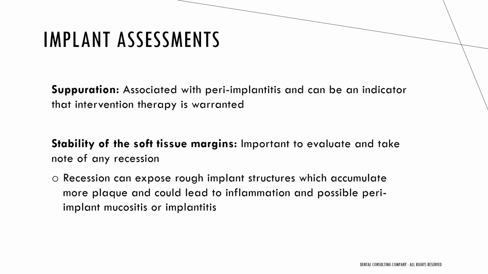Some additional implant assessments that need to be done during hygiene visit are to look for separation, as this can be associated with implantitis and can be an indicator that intervention is needed. Also, looking at the soft tissue margins and evaluating to see whether or not there's any recession. When there is recession around an implant, it can expose rough implant structures, which accumulate plaque and could lead to inflammation and possibly the development of mucositis or implantitis.